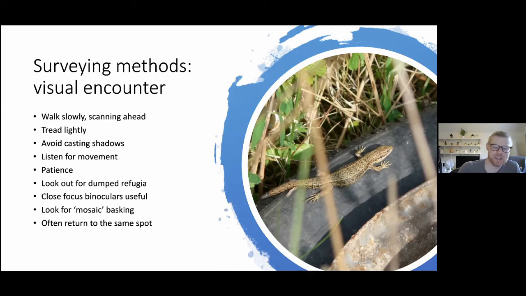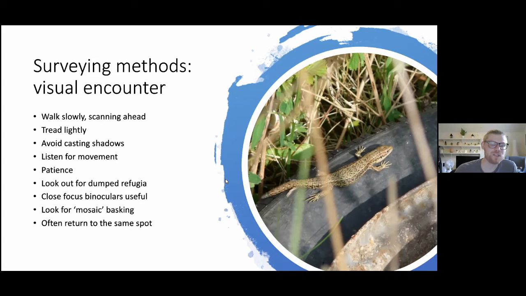Patience is the key attribute to a good reptile surveyor. You need to be patient and you need to be persistent. You probably won't see reptiles every time you go out on a visual survey. That's just how it is, unfortunately. So don't be deterred. Just be persistent. Keep going out, keep looking for reptiles. And I assure you, you will find them. You will be surprised at some of the places that you will find them.